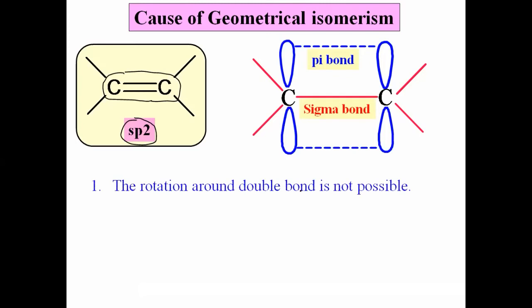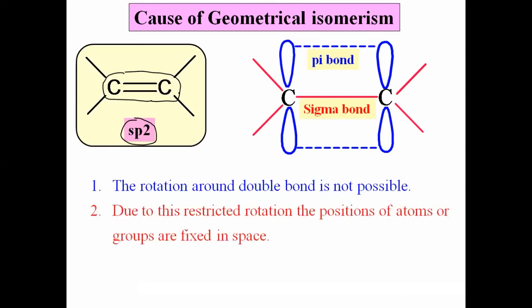Now due to this situation, rotation about carbon double bond carbon is not possible. Suppose there is a carbon single bond carbon, rotation is possible there, but here, around carbon double bond carbon, rotation is not possible. And due to this restricted rotation, the positions of atoms or groups around the carbon are fixed. Suppose at this position there is a CH3 group, and on the lower side there is hydrogen, means this is the cis isomer, right? The positions of atoms or groups remain fixed, they do not change.